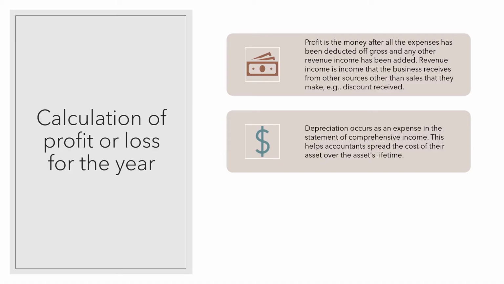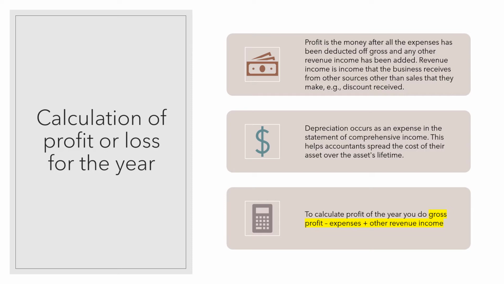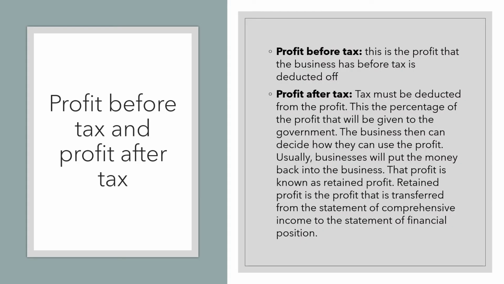Depreciation occurs as an expense in the Statement of Comprehensive Income. This will help accountants spread the cost of their asset over the asset's lifetime. To calculate profit of the year, you will do gross profit minus the expenses plus any other revenue income.